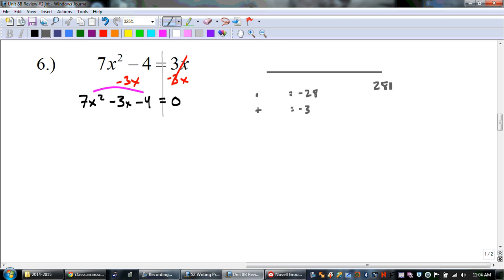I can't think of those numbers off the top of my head. 1 and 28, 2 and 14, 4 and 7. Is there a way to get, yeah, look, 4 and 7. One of them has to be negative, and it's going to be the 7.